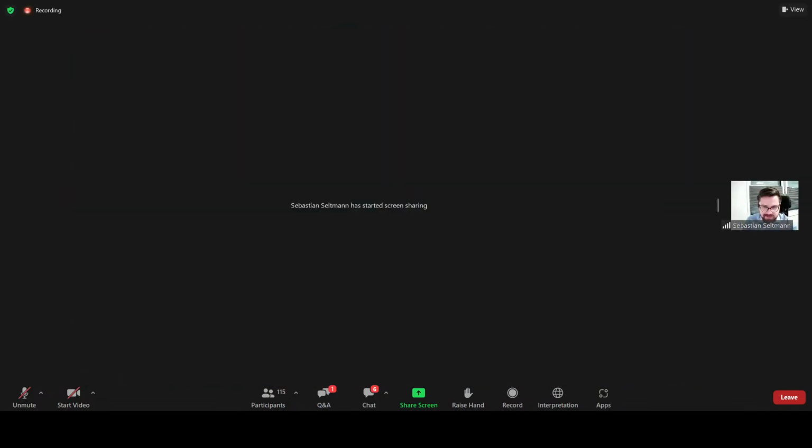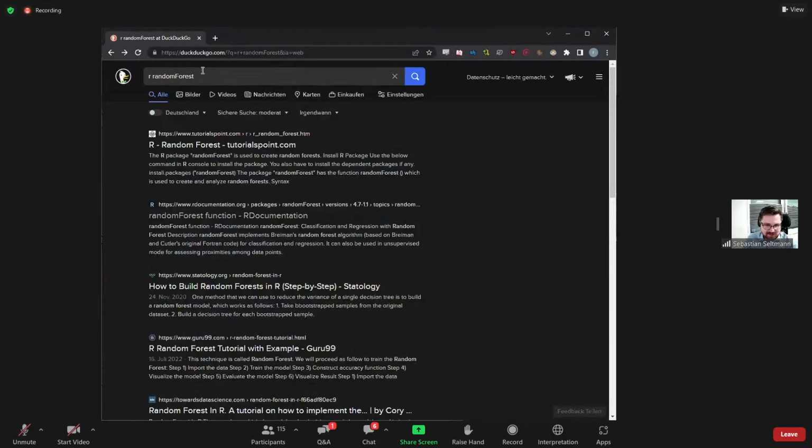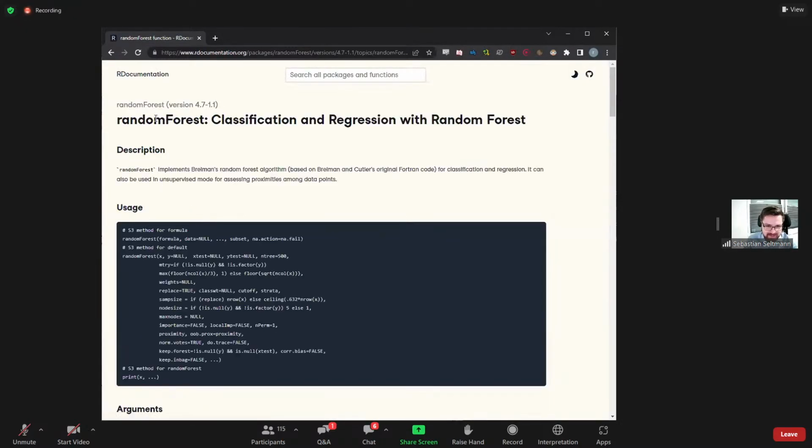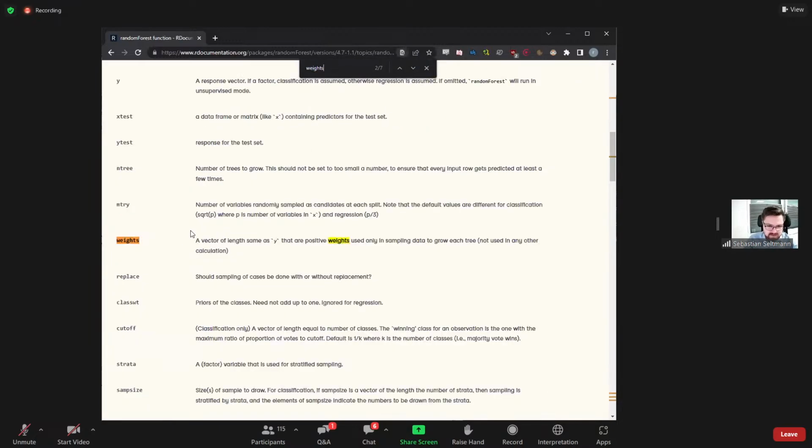What I did is I basically just Googled it to find the package. And there is a very good website, rdocumentation.org. There you can, independently of what package version you're using, get very recent documentation for it. And in this case, yes, there is a weights parameter for the random forest model. So let's check out what it means.